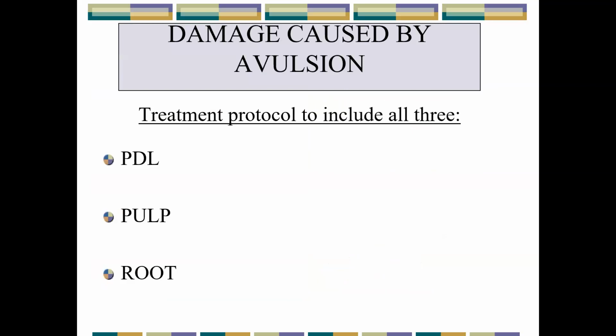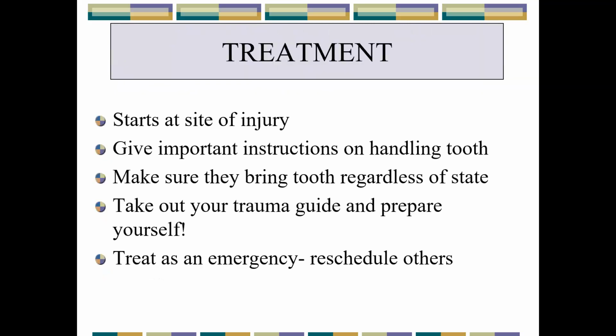When we talk about tooth avulsion, we need to bear in mind that the treatment protocol is going to involve 3 areas. It's going to involve the periodontal ligament, the pulp, and the tooth. These are things that you just need to bear in mind. So let's go on to the treatment.